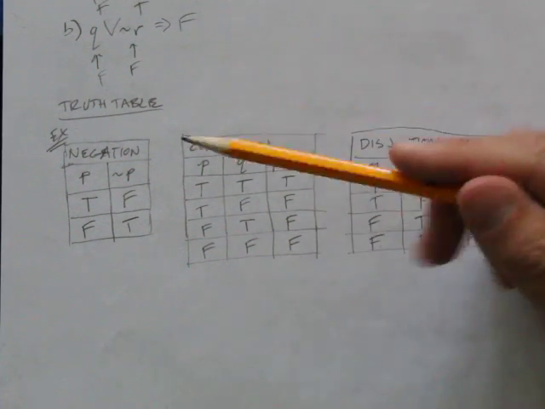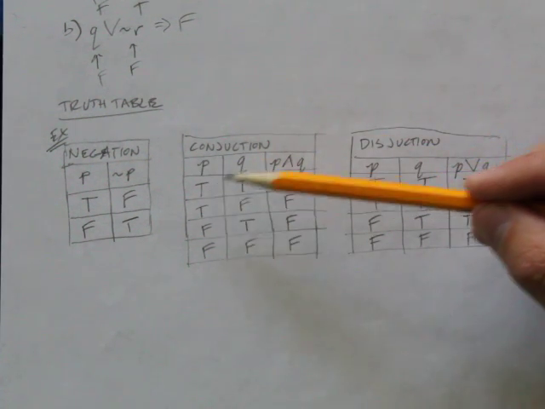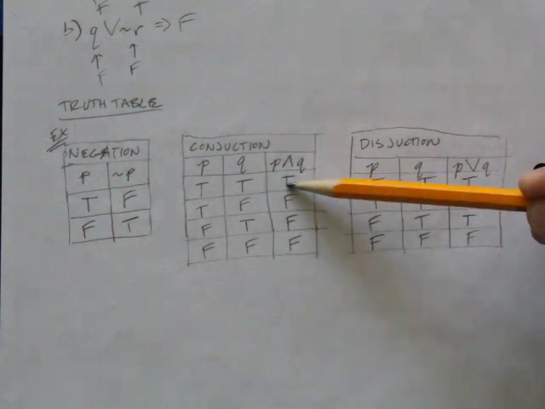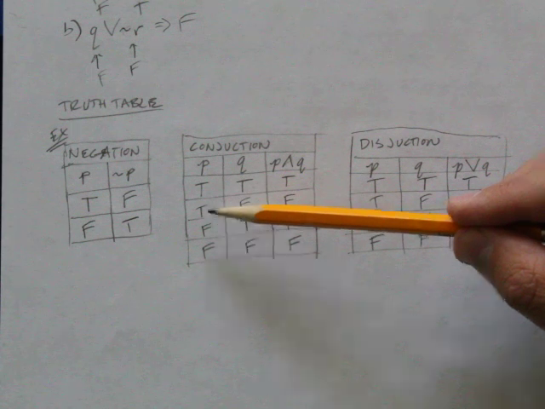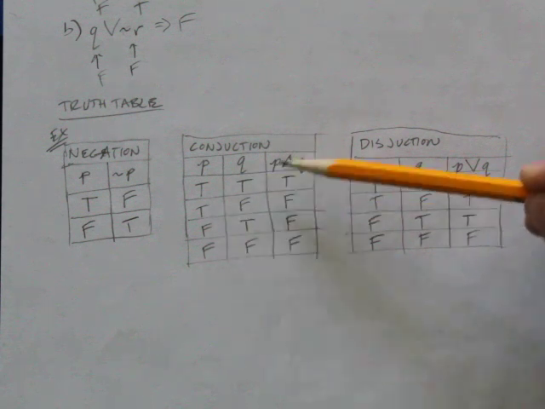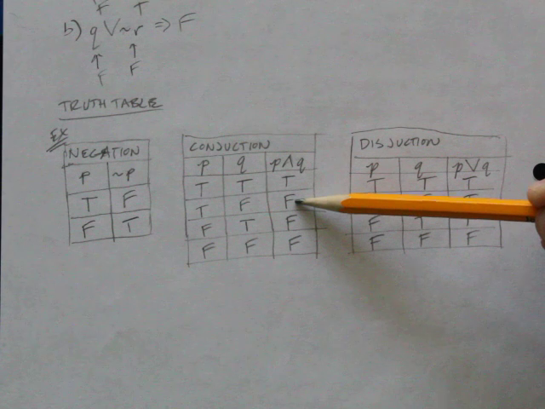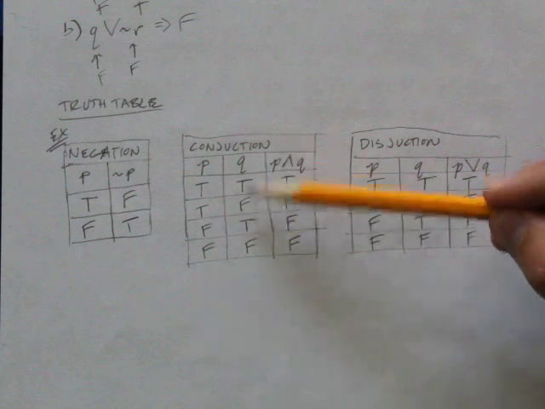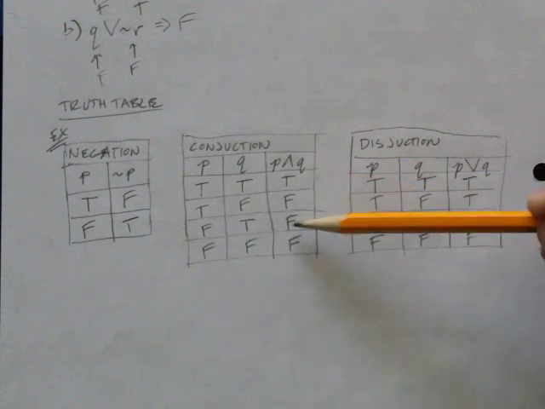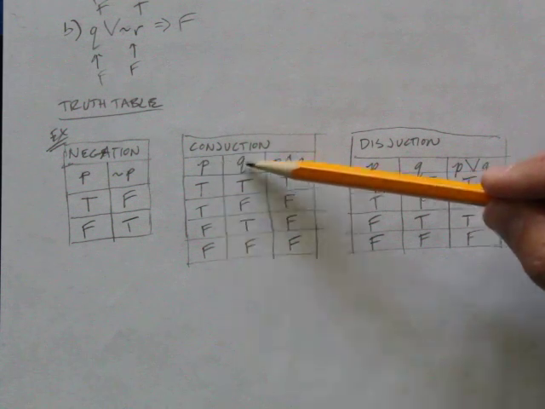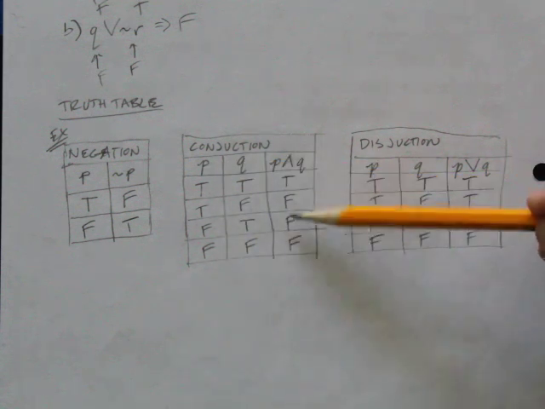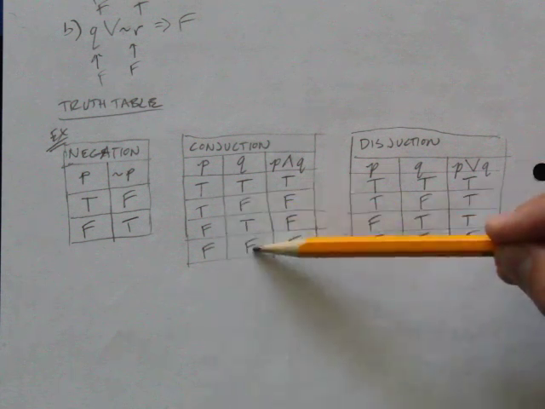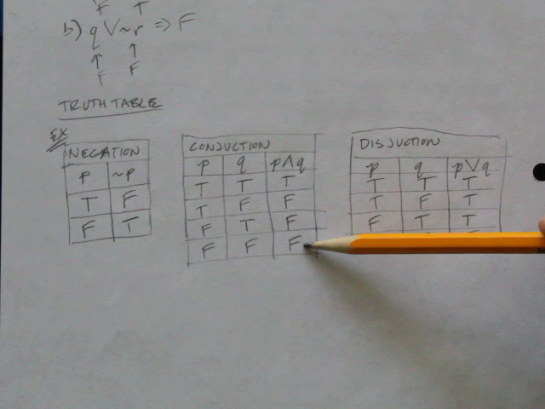Now, in a conjunction, if P is true and Q is true, then P and Q is true. If P is true and Q is false, then P and Q is false. Remember, we're talking about and here. If P is false and Q is true, then P and Q is false again. Only one of these needs to be false in a conjunction for the whole statement to be false. If they're both false, the whole thing is still false.